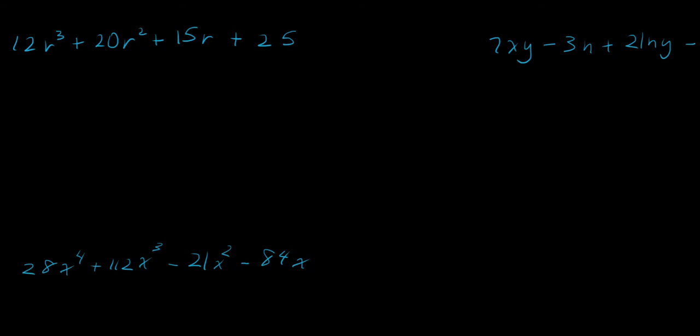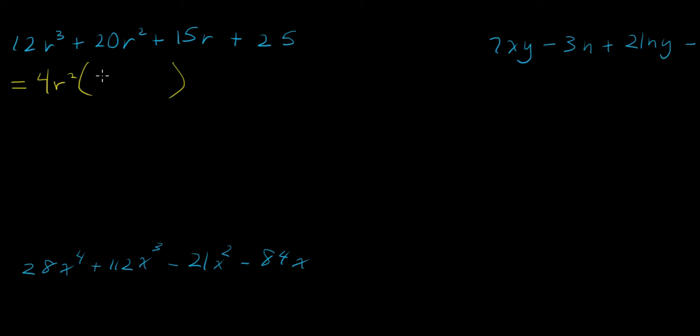Let's do another one. Okay, so I'm going to take the first two terms only and say to myself, what do 12 and 20 have as a common factor? Well, that would be a 4. That's the greatest common factor. You always want the greatest common factor. What's the common factor between r cubed and r squared? Well, I can take an r squared out of r squared and out of r cubed.